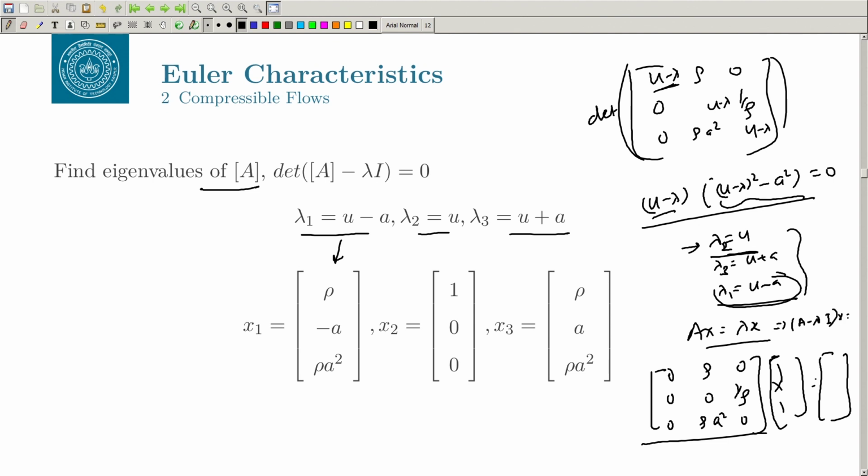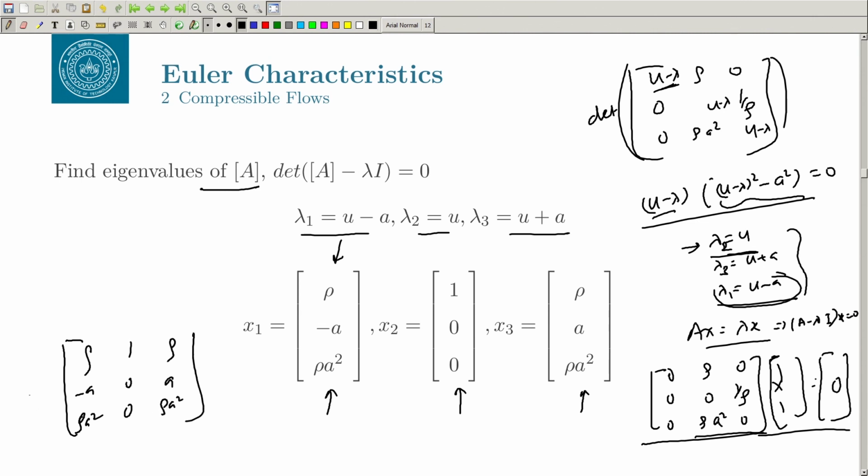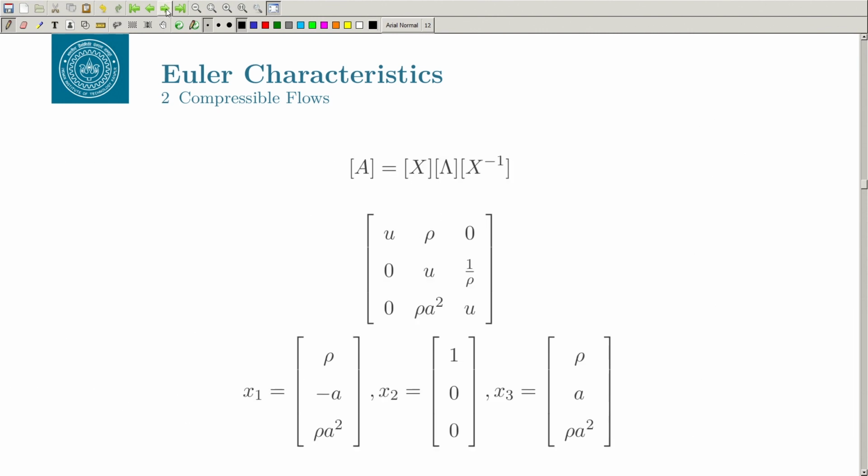So, what you are interested in is the value of x, for that you get a null space, and you can see that if you use 1 0 0, this will go to 0. So, the eigenvector is 1 0 0. Then you will have, corresponding to u minus a, similarly this, and for u plus a, this will be the eigenvector. You can calculate and make an eigenvector matrix, which is basically: 1, ρ, ρ; 0, minus a, a; 0, ρa², ρa². Right, this is your eigenvector matrix, capital X. Okay, now we will do a little bit of an algebraic trick.